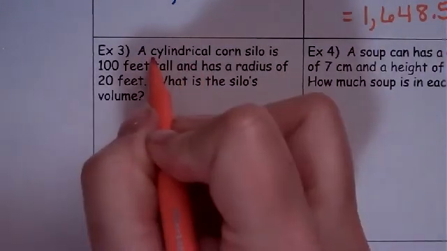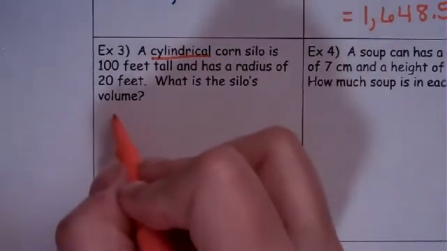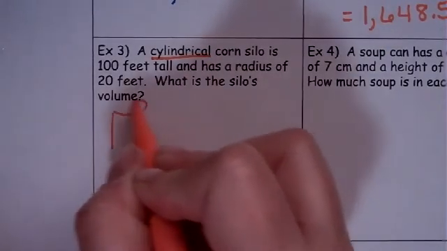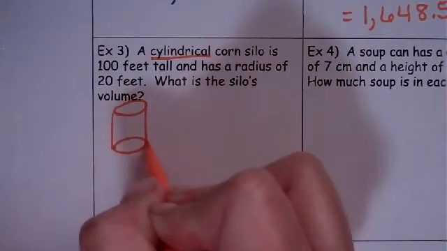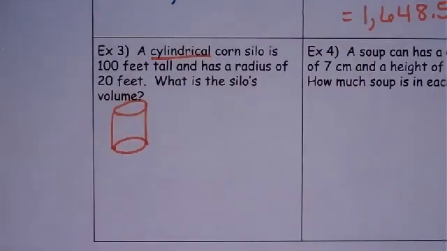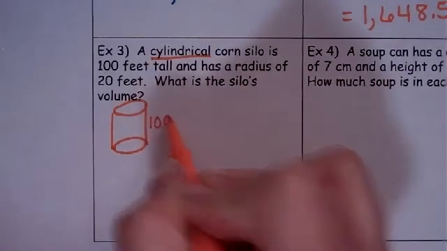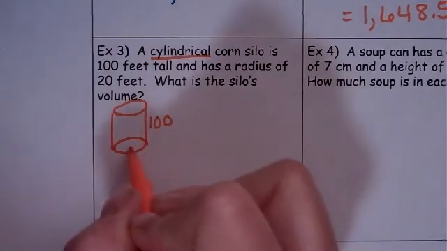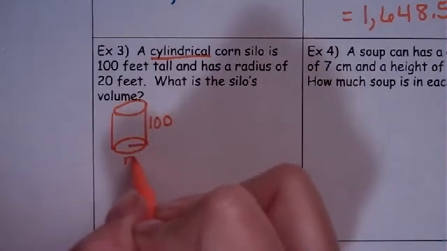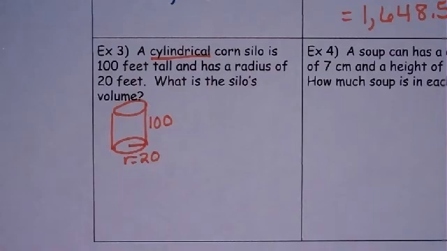Now, but the fact that it says it's cylindrical means that I have a cylinder. So it's like a big old round storage building on your property, okay? It says that it's 100 feet tall. It also says it has a radius of 20, okay? So now I have my numbers.